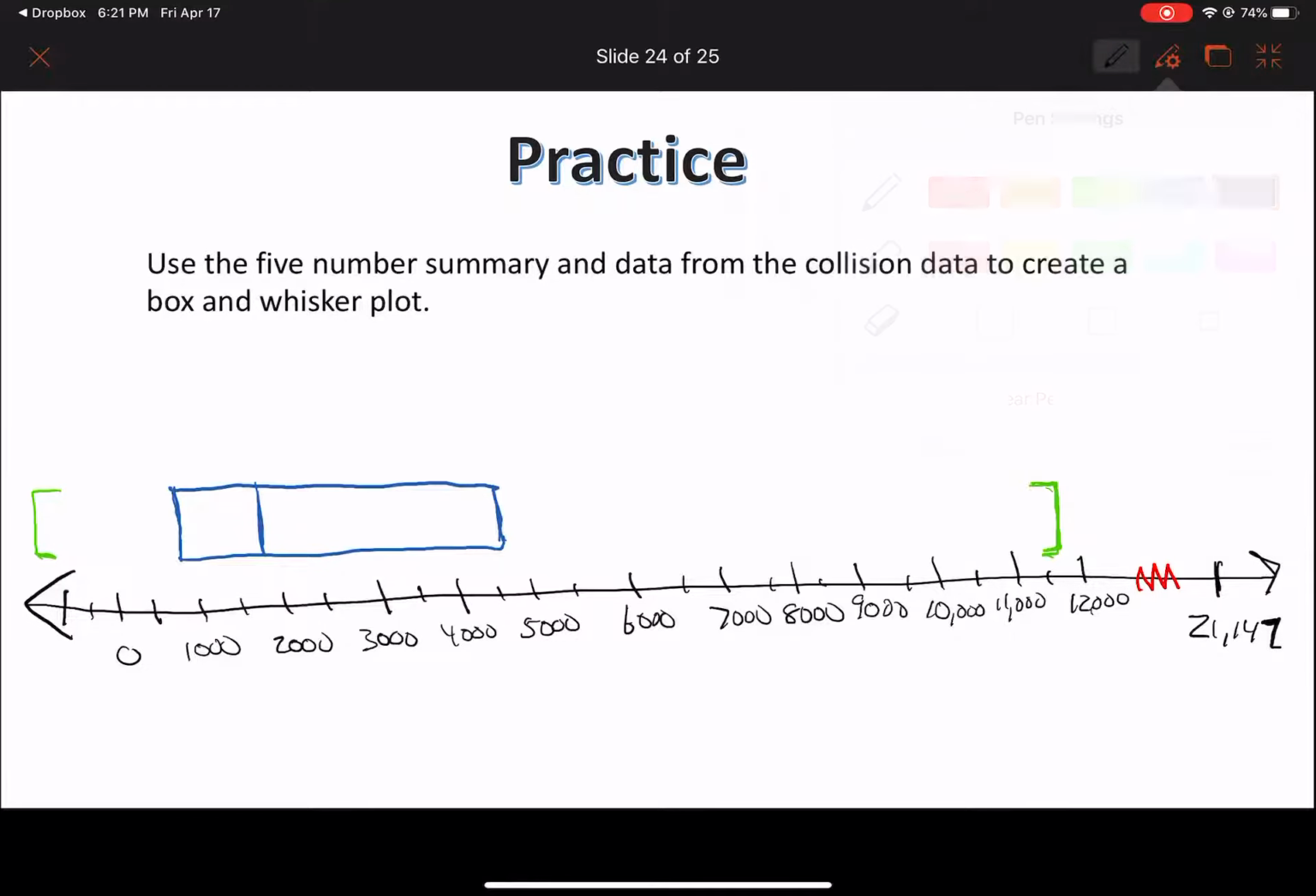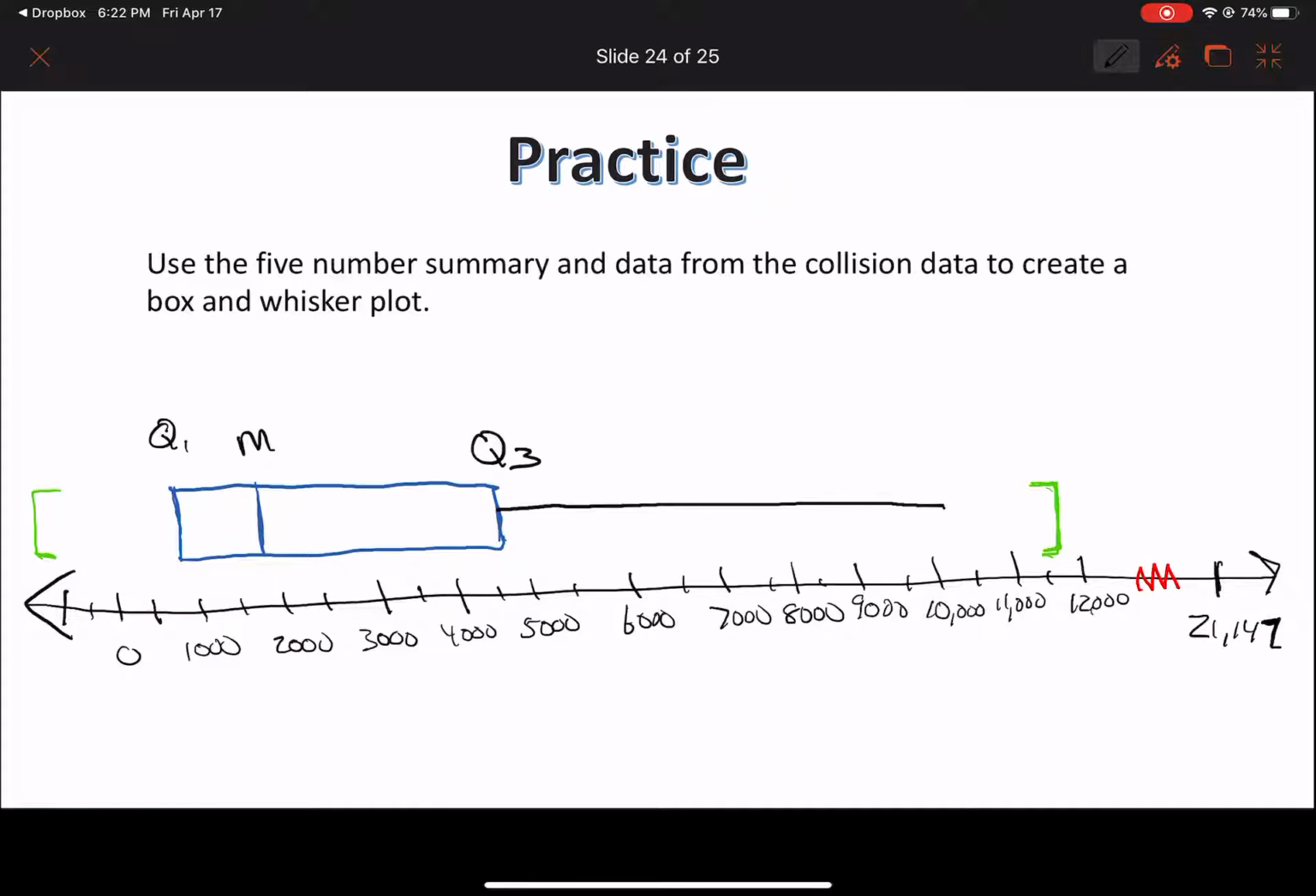So now let's take care of our whiskers. When we are drawing our whiskers, as you recall, we draw the whisker from the box to the highest value that is still inside the fences. My highest value that is still inside the fences is 10,034. So I'm going to draw this all the way up here to approximately 10,034. I'm going to label this for you really quick so you can have that.